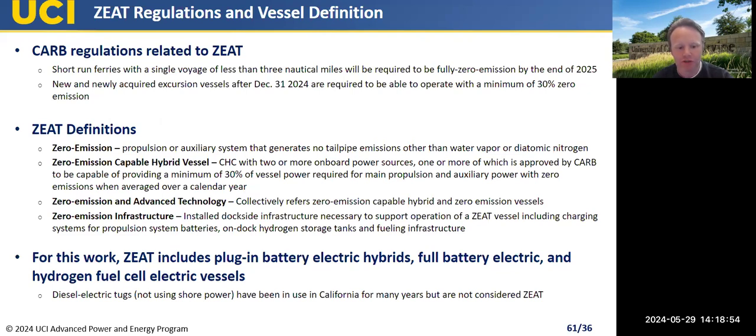And of course, infrastructure is anything needed to support those propulsion methods or auxiliary methods: charging equipment, hydrogen refueling, et cetera. So that's what we're going to focus on: plug-in hybrids, full battery electrics, and hydrogen fuel cell vessels. One thing to note is that diesel electric hybrid tugs have been in operation in California for years, but they do not receive their electricity from shore power, right? The diesel engine charges the battery as the vessel operates, so they can't meet that 30% threshold, so they're not considered in this. Next slide.